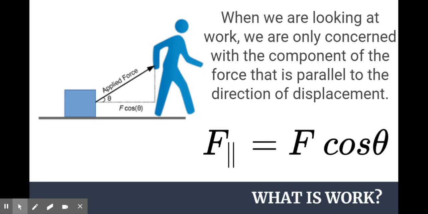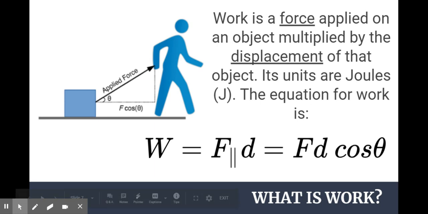And that's equal to force multiplied by cosine of the angle, which is what we see right here. The parallel component of force is equal to the overall force multiplied by the cosine of the angle. So if we go back to our equation, that's where we get this F D cosine right here. The force multiplied by the cosine of the angle is equal to the parallel component right here.